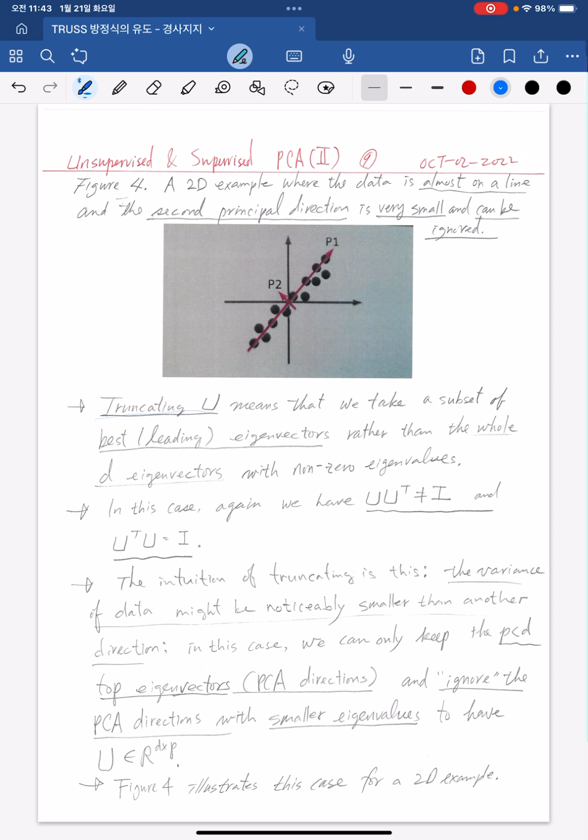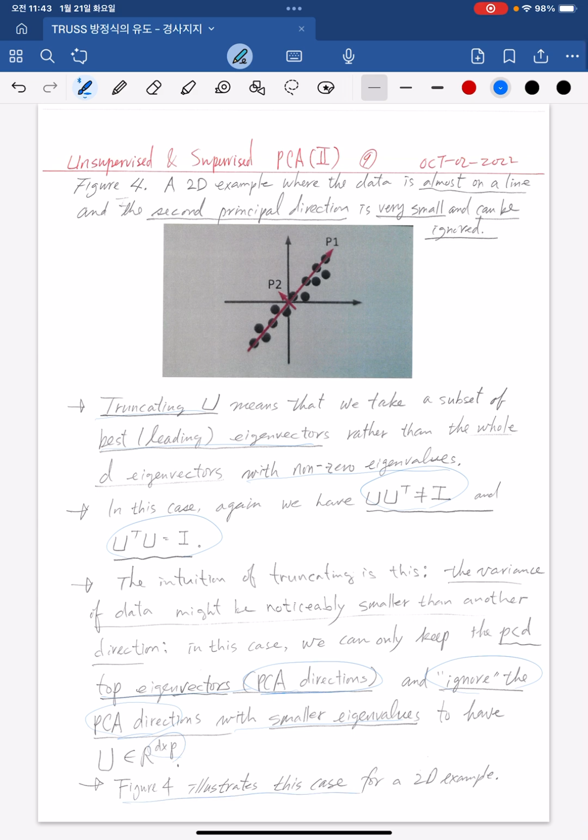Truncating U means that we take a subset of the best leading eigenvectors rather than the whole D eigenvectors with non-zero eigenvalues. In this case, again, U U transpose is not identity, but U transpose U is identity. The intuition of truncating is this: the variance of the data in one direction might be noticeably smaller than in another direction. In this case, we only keep the top P eigenvectors, the PCA directions, and ignore the PCA directions with smaller eigenvalues, to have U as a D by P matrix.